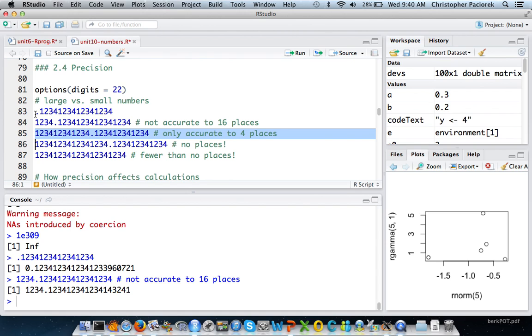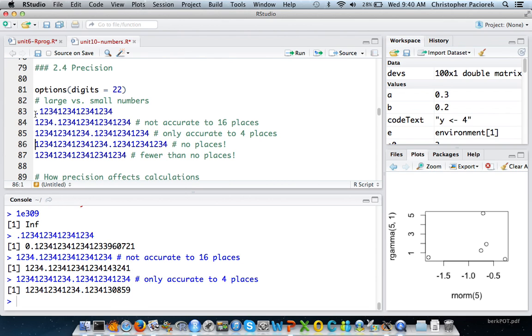And we can continue this game here. Now I've got only 4 places of accuracy after the decimal place. So again, 16 digits of accuracy, but I'm not getting accuracy into the decimal places that I had before.